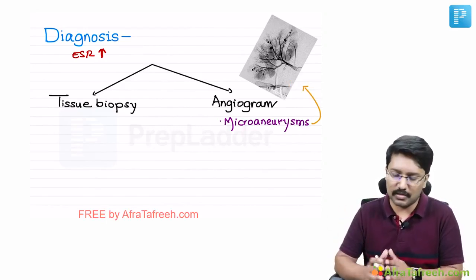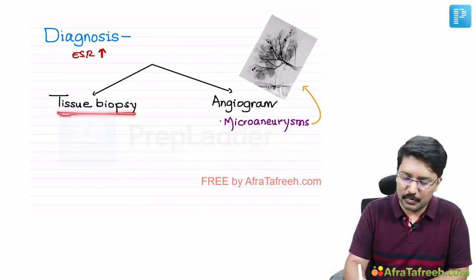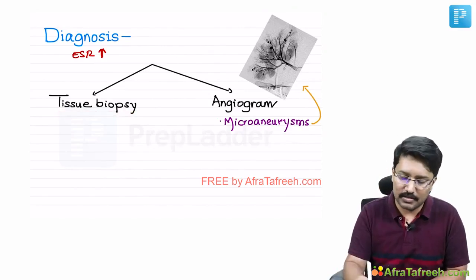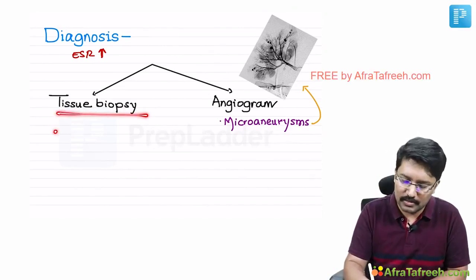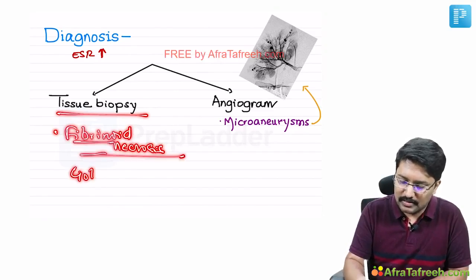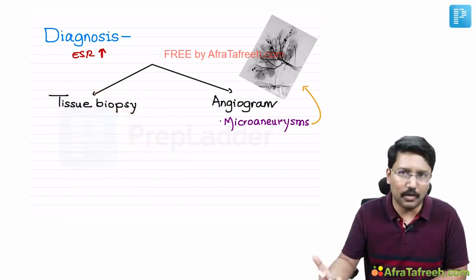Finally, the diagnosis depends on tissue biopsy or arterial biopsy, the most ideal way of diagnosing, so that you can demonstrate the classical vasculitic changes. What are the classical vasculitic changes? Fibrinoid necrosis. This can be considered the gold standard for the diagnosis, the tissue biopsy or arterial biopsy, but it may not be practically possible in all patients.